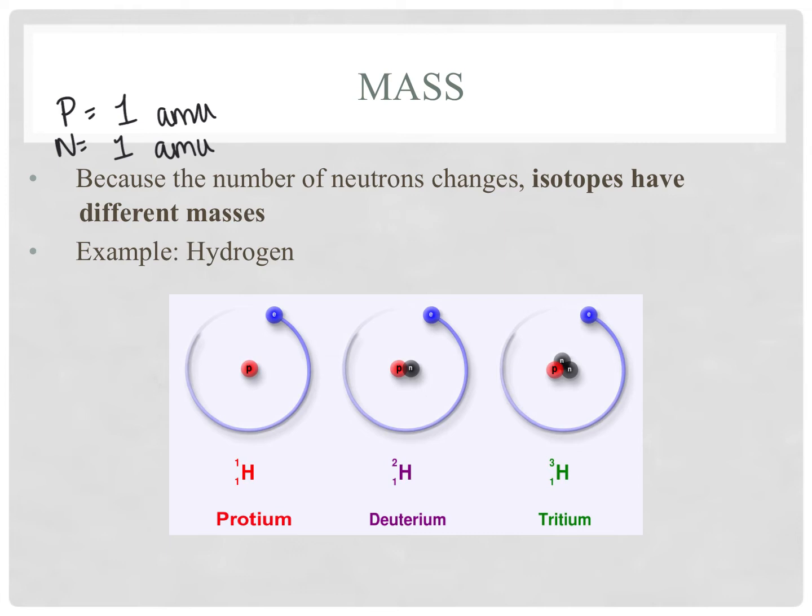Okay. So that means if we're looking at isotopes, we can't see the nucleus, so we're not going to actually be able to see the number of protons or the number of neutrons. However, we can figure out isotopes because the masses will be different. Okay. Does that make sense how we would know isotopes exist? They're going to have different masses.